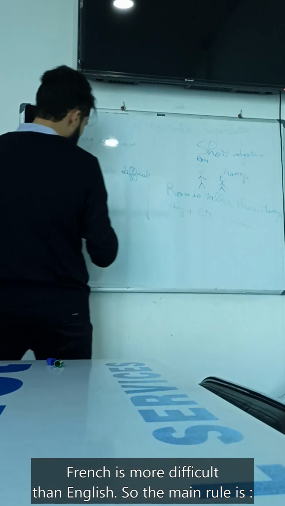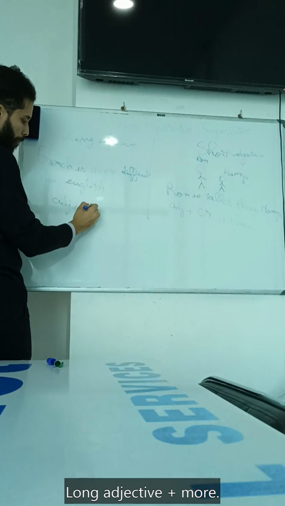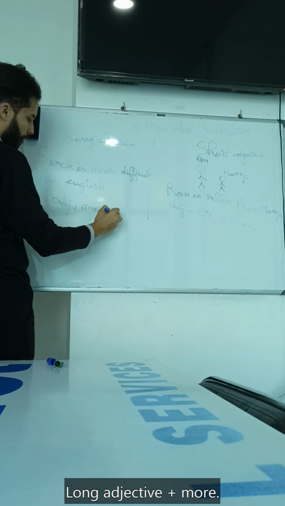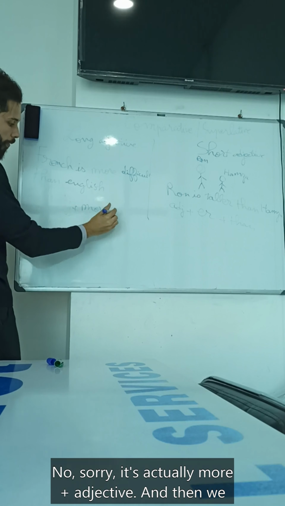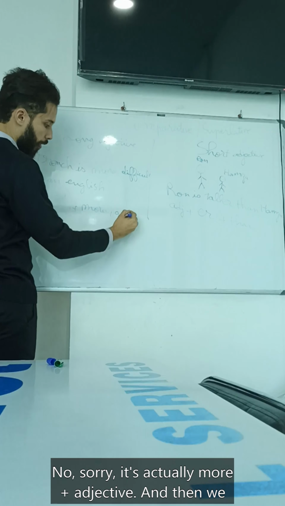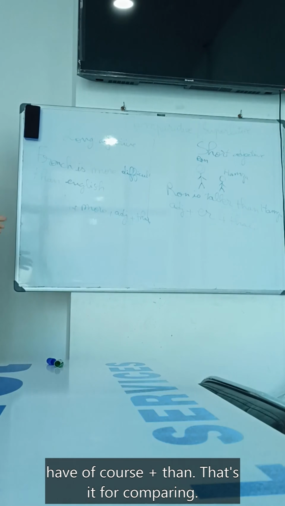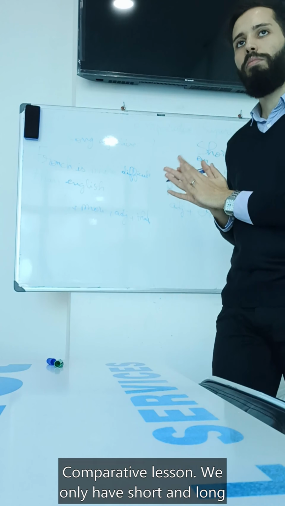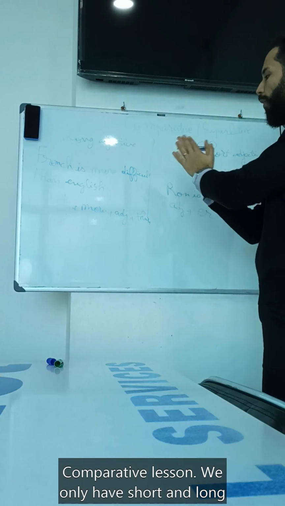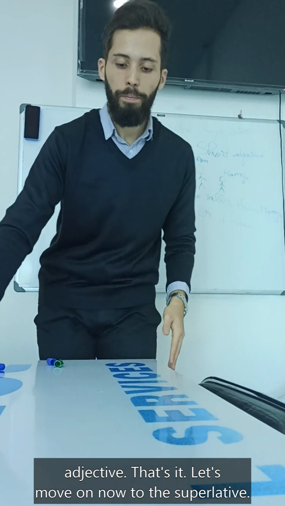So the main rule is long adjective, of course, plus more. No, sorry, actually it's more plus adjective. And then we have, of course, than. That's it for comparing. Comparative lesson. We only have short and long adjective. That's it. Let's move on now to the superlative.